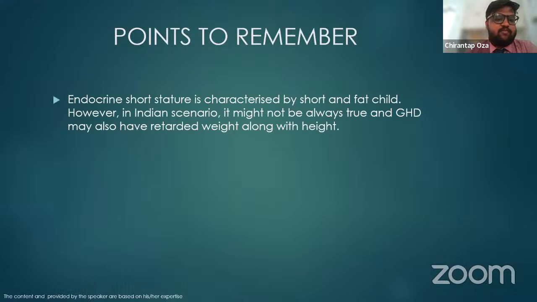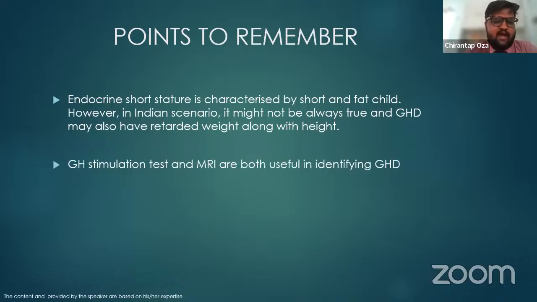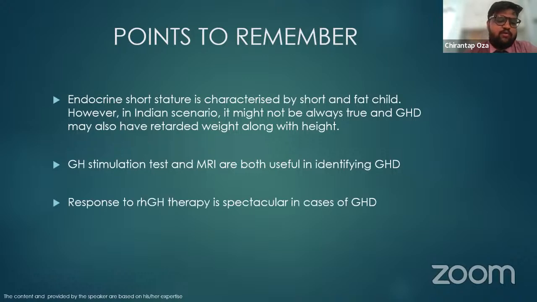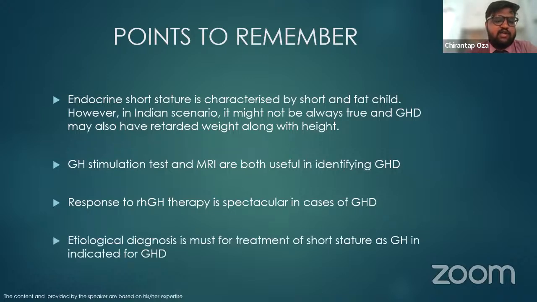So the points to remember from this case are: endocrine short stature is characterized by a short and fat child. However, in Indian scenario, it is not always true, and growth hormone deficiency may have retarded weight along with retarded height. Growth hormone stimulation test and MRI are both useful in identifying growth hormone deficiency. Response to recombinant human growth hormone therapy is spectacular in cases of growth hormone deficiency. Etiological diagnosis is must for treatment of short stature, as growth hormone is indicated in growth hormone deficiency and in various other indications as well.